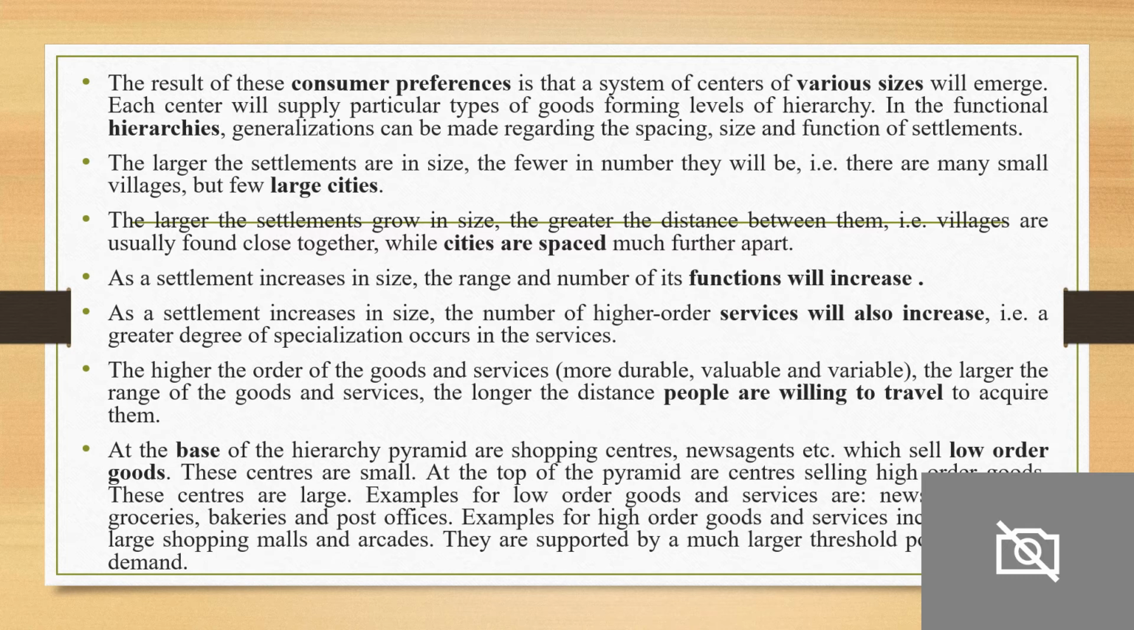And he says that there are two types of goods and services, the high order goods and services and the lower order goods and services, and people will be willing to travel to acquire the services even if they have to go a longer distance. On the basis of the hierarchy of the pyramid, he says there are shopping centers which are in the low order goods, and then come the high order goods, in which there are services like shopping malls and arcades.